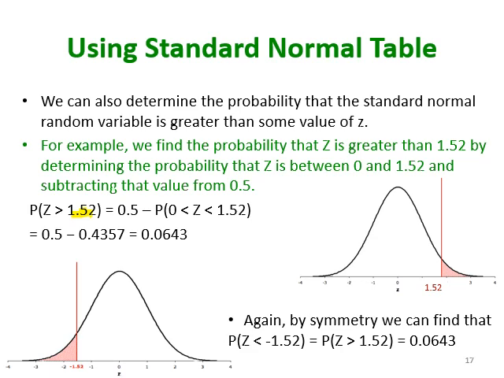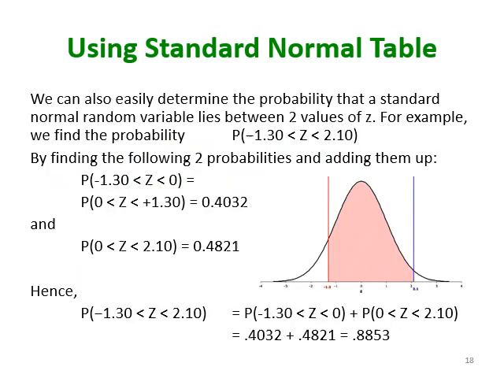And again, by symmetry, we can find that the probability that z is less than negative 1.52 is exactly the same as the probability that z is greater than positive 1.52, which is again 0.0643. We can also find the probability that z lies between two values.